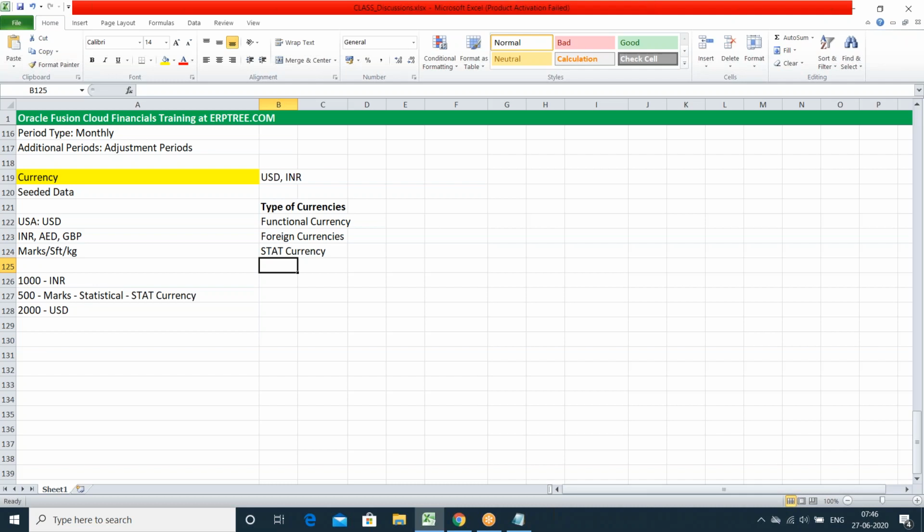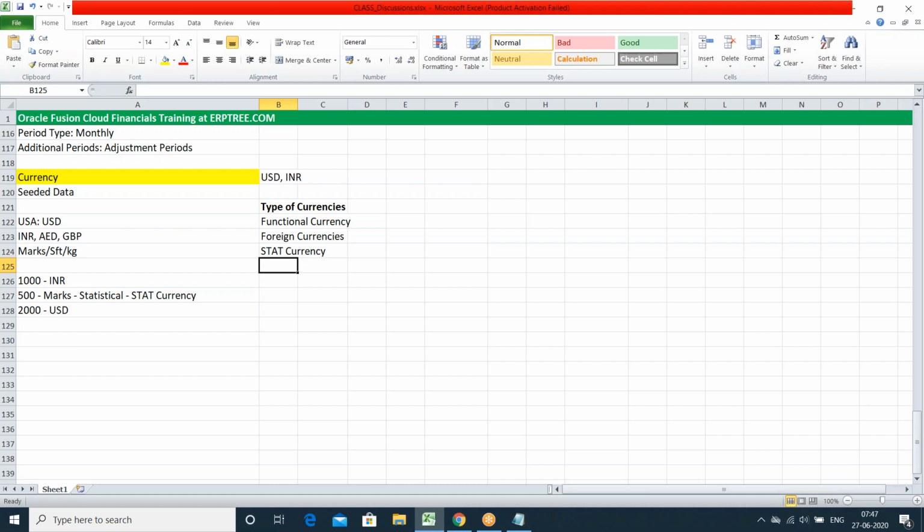The second point is the type of currencies. We have functional, foreign, and stat. Functional means local currency. Foreign means other than local, so all other currencies are foreign. If any values entered in the system are not related to monetary measurement, that we call statistical information, and for that we have the name stat currency. In reality that is not a currency, but as per the product application, Oracle gives the name stat currency. So these are the three types of currencies we can have in the system. Any questions on these points, please?